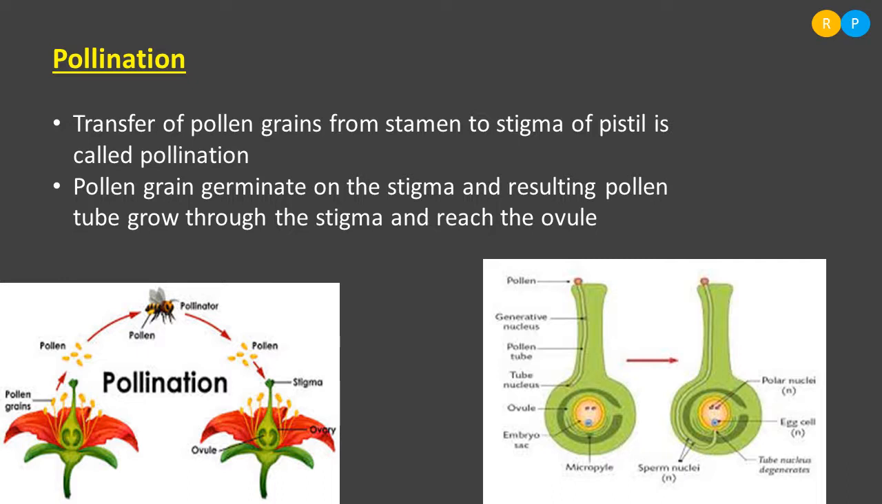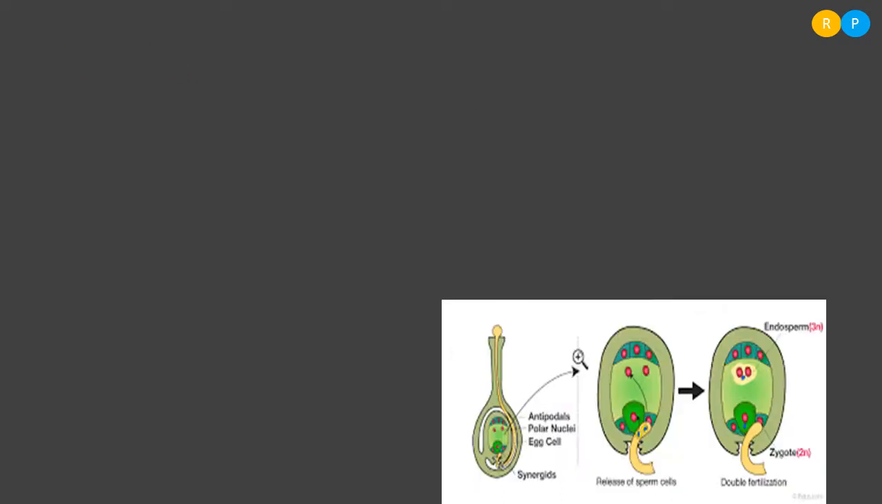So the next process is fertilization. The kind of fertilization that we can see in the angiosperm is a unique type. So let us now understand how the fertilization process takes place. Yes, the kind of fertilization that takes place in the angiosperm is double fertilization. In order to understand double fertilization, first you have to understand the structure of the female gametophyte.